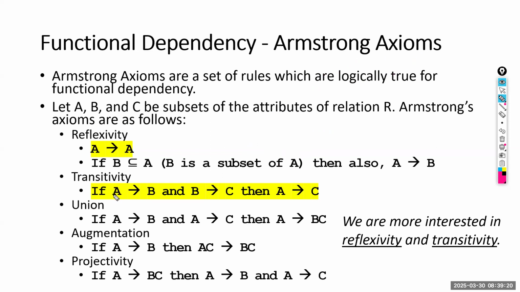So if you know the employee ID, you know the department ID. Assume that one employee works only for one department. If you know this employee ID, you know the department ID. And if you know the department ID, you know the department name. So that means if you know the employee ID, you know the department name. Got it?